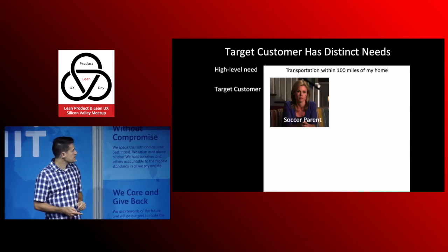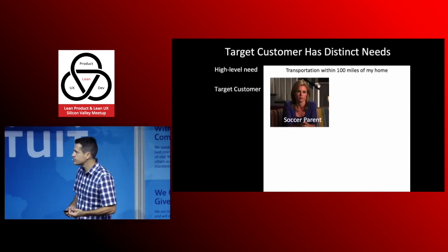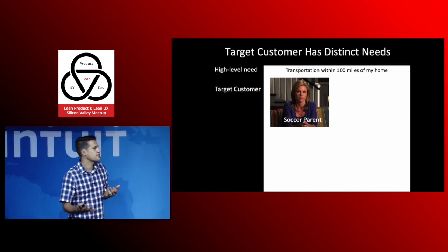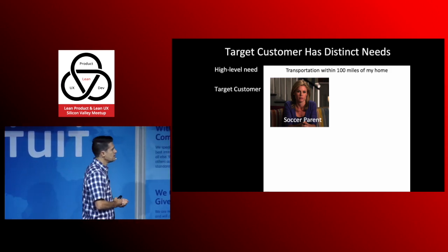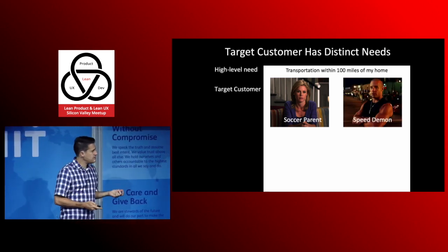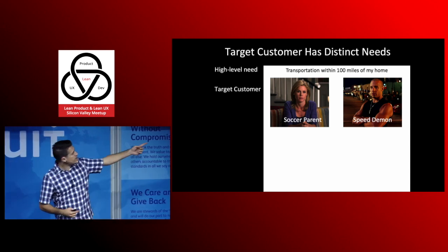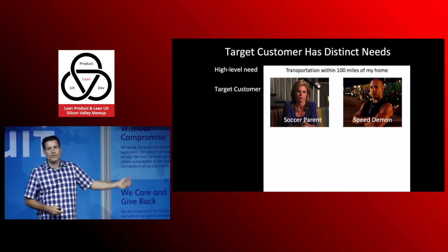Let's take two different target customers. On the one hand, a soccer parent. So this is a soccer mom or dad who drives their kids around to soccer games and practices, right? And on the other hand, a speed demon, right? So they both have that need to get around, right? They obviously both have that need to get around.